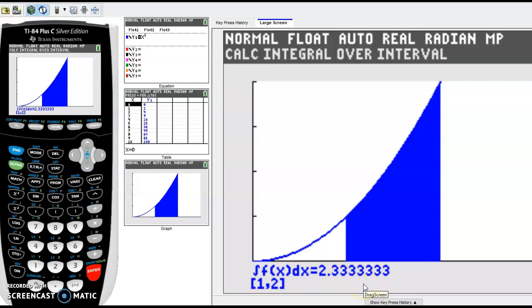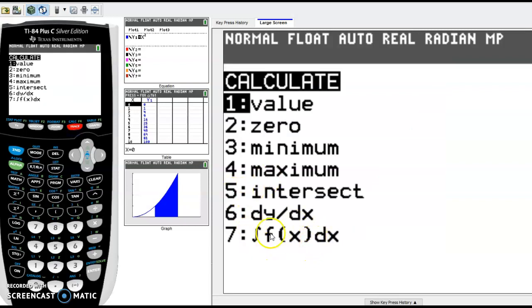So this is an easy way to do this area underneath the curve, this definite integral on the calculator also, using the second calculate and then just using this definite integral button here on your calculator. So I'm going to stop my video here and we'll start our next video going on to the next example.